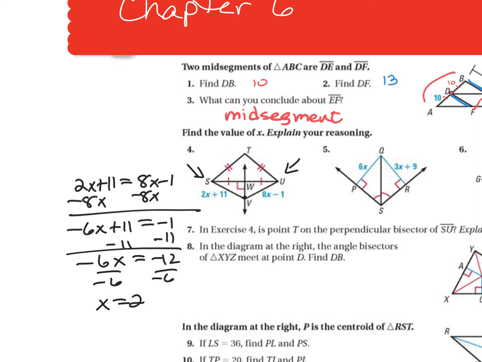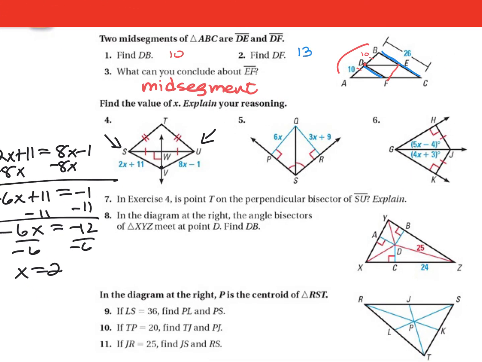For the next one, same thing, but this is an angle bisector, the QS. So again, I know that any point on that angle bisector is going to be equidistant from the sides of the angle. And I can tell their distances by the right angles. So I'm going to set 6x equal to 3x plus 9. Subtract 3x. 3x equals 9. Divide by 3, and x equals 3.